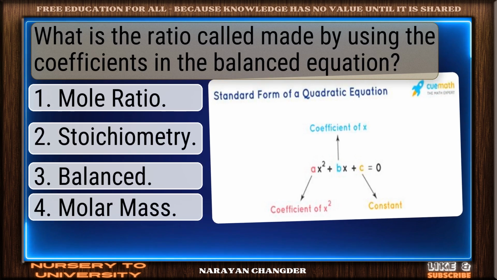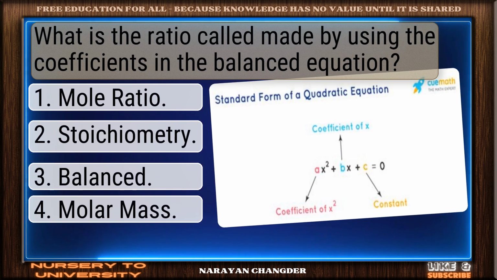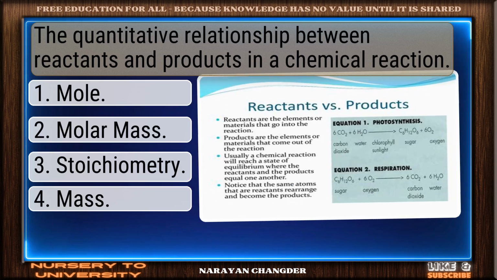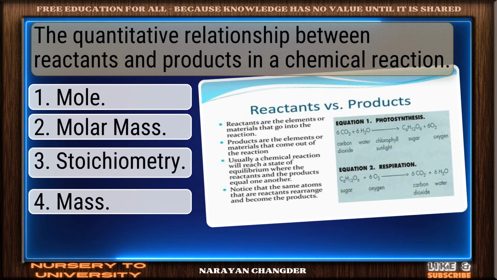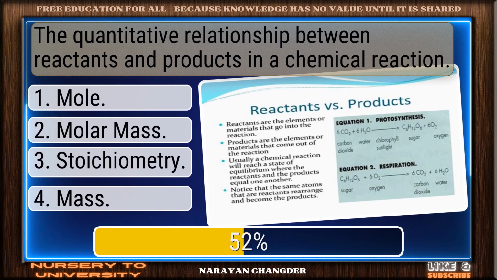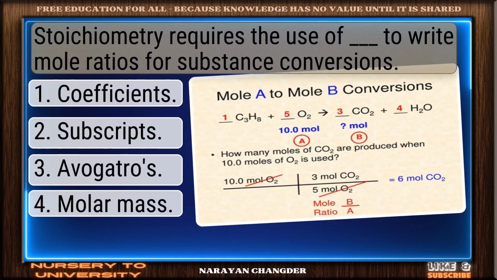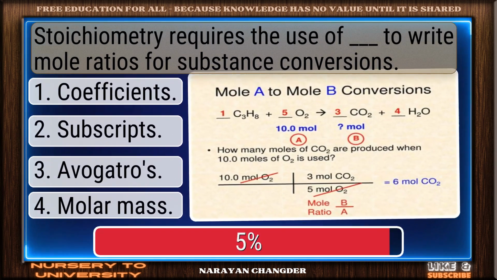Quantity. What is the ratio called made by using the coefficients in the balanced equation? Very good, mole ratio. The quantitative relationship between reactants and products in a chemical reaction. Logical choice, stoichiometry. Stoichiometry requires the use of dash to write mole ratios for substance conversions.